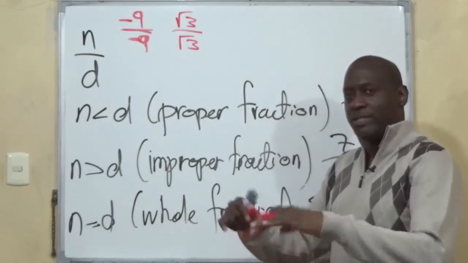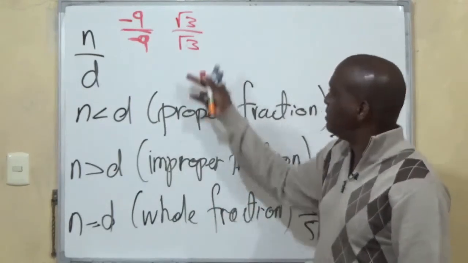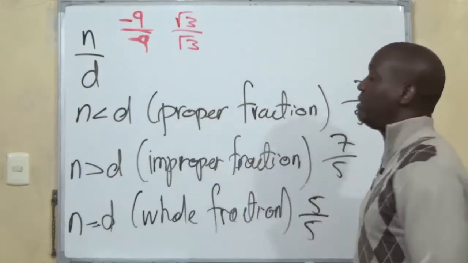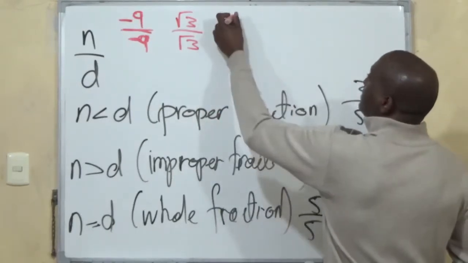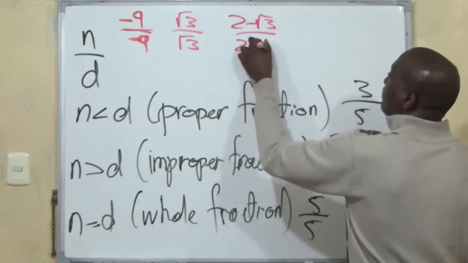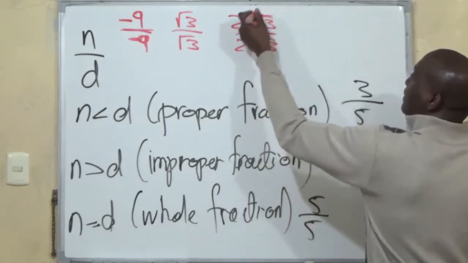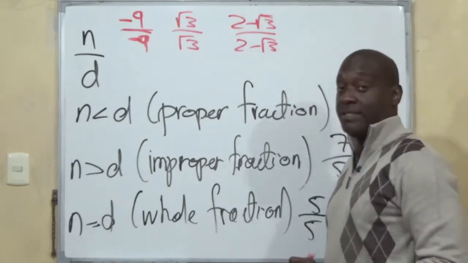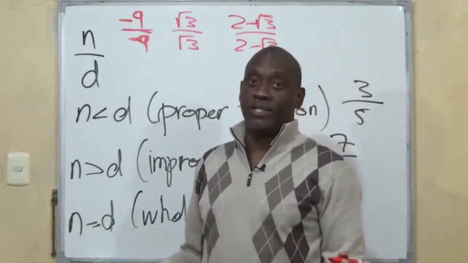And we could talk about different types of surd. This here is a simple surd that we're using. How about a compound surd? We could say 2 minus root 3 over 2 minus root 3. Once the numerator and the denominator are the same, that too is a whole fraction.